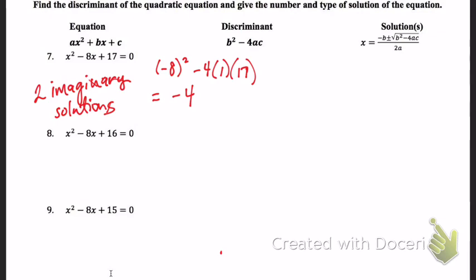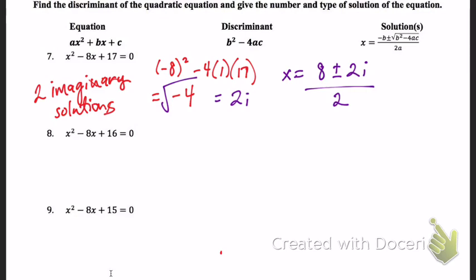So I'm going to put it into the formula. So x is equal to negative b. So a negative 8 becomes a positive 8. Plus or minus. When I take the square root of negative 4, what does that become? I root 4. And then how do I simplify that even further? 2i. So 8 plus or minus 2i over 2 times 1, so over 2.